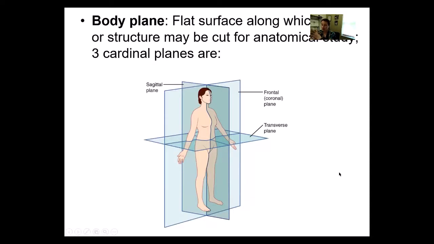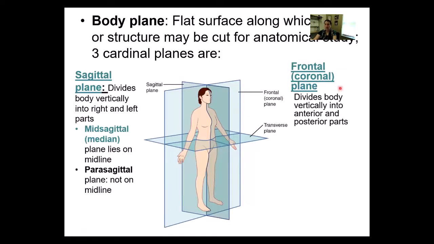A few more sets of terms to go through just for a common vocabulary at approaching the body. Body planes. So these are flat surfaces along which a structure or body can be cut either in real life, right, with a knife, or hypothetically. There are three cardinal planes. First is the frontal or coronal, right? We name something once if we can't name it 2 or 3 times. So the frontal essentially divides the body into front and back. Okay, so right in this direction.